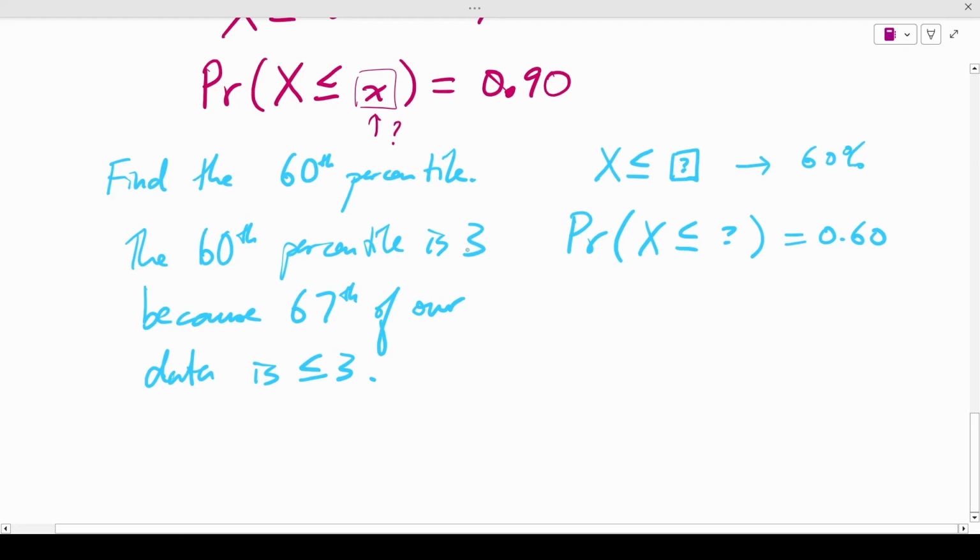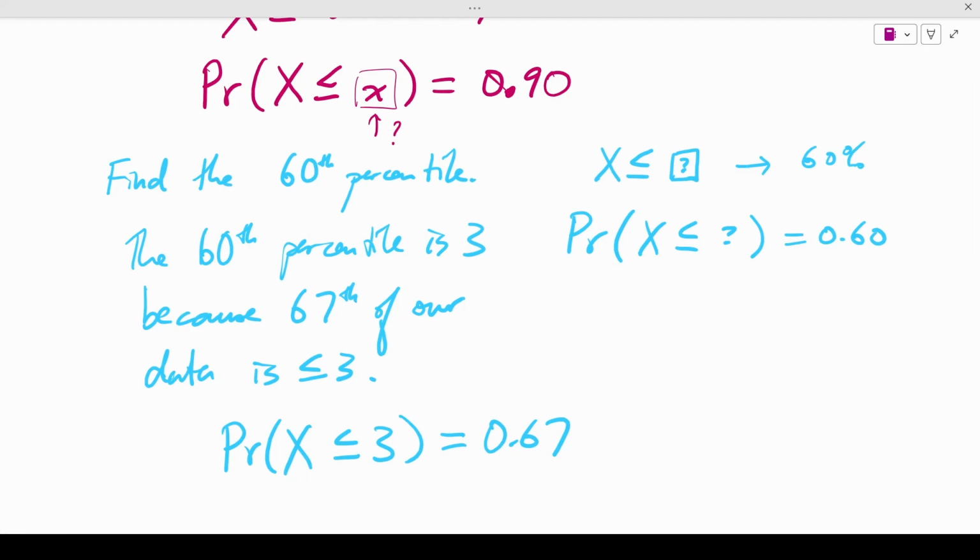Or the fancy way to say that 67% of our data is less than or equal to 3 is to say that the probability, if you randomly select one data point, that it's less than or equal to 3 is 67%. Okay? And if we had lots of data, we could very easily get an exact number that goes exactly with 60. It's just because we only have 12 data points that it is jumping around. It jumps from 50-something to 67. Okay?